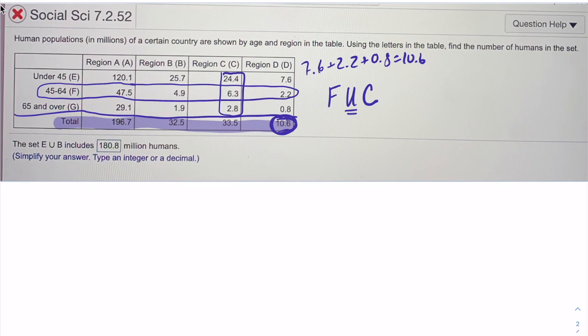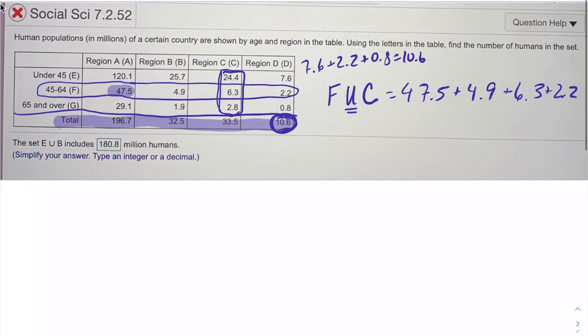Okay? So if we find F union C, we're going to add 47.5 plus 4.9 plus 6.3 plus 2.2, and then we got to add in region C. So we add in 24.4. We don't double count this one. Plus 2.8, right? It's everyone who's in either region C or is F. Sorry, that's not female. That's between 45 and 64. So F union C is add all those numbers together. Good.